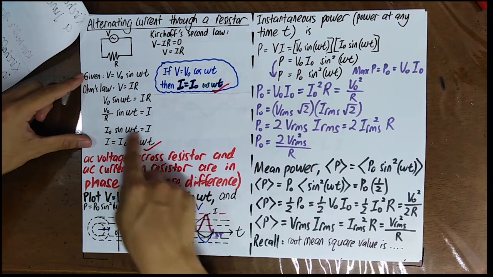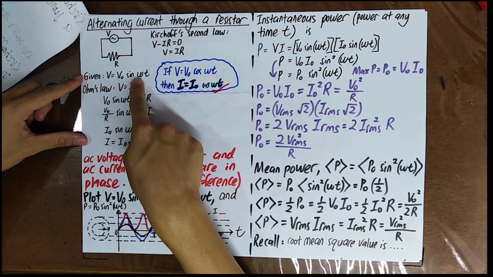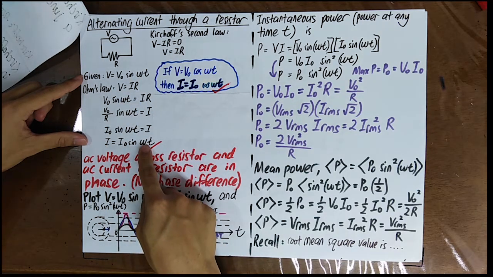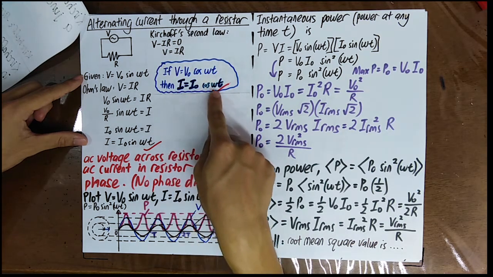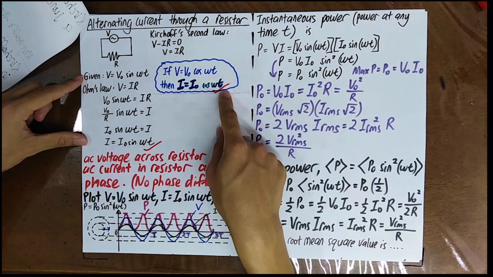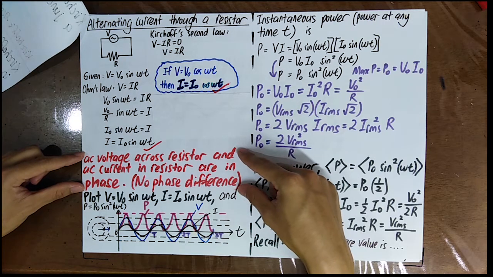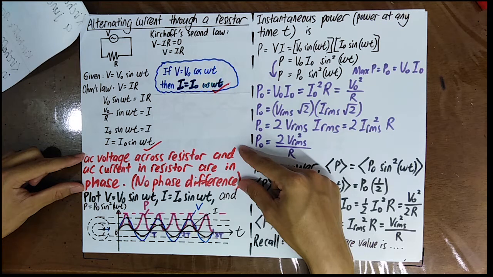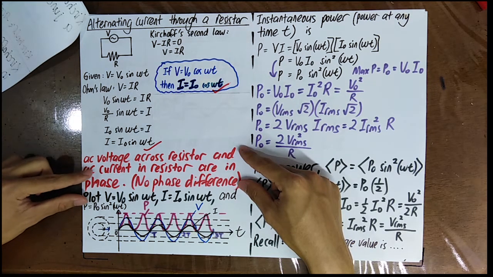Then I is a sine function. So you look at this. When V is a sine function, I is also a sine function. If V is a cosine function, I is also a cosine function. So what you can conclude is that the alternating current voltage across the resistor and the alternating current in the resistor are in phase. That means that there is no phase difference between the alternating current voltage and the alternating current in the resistor.